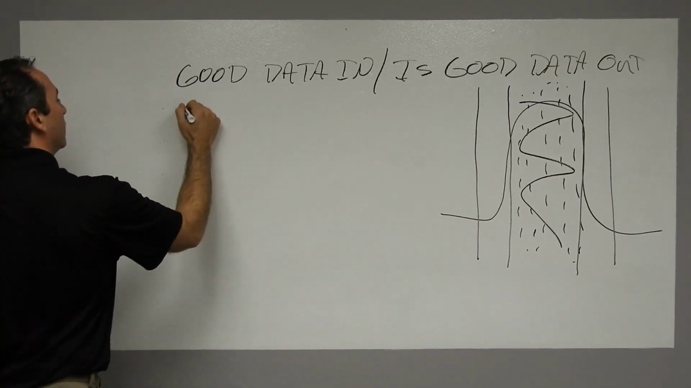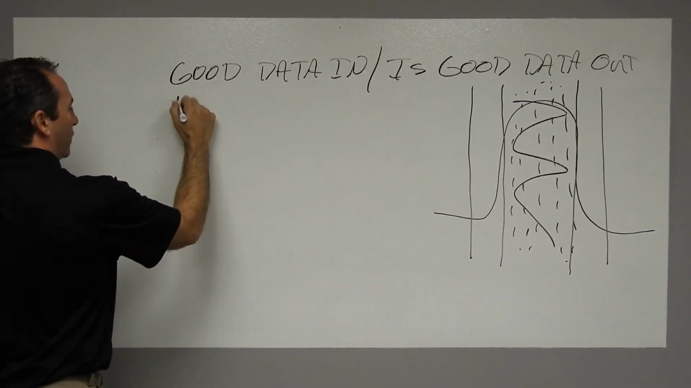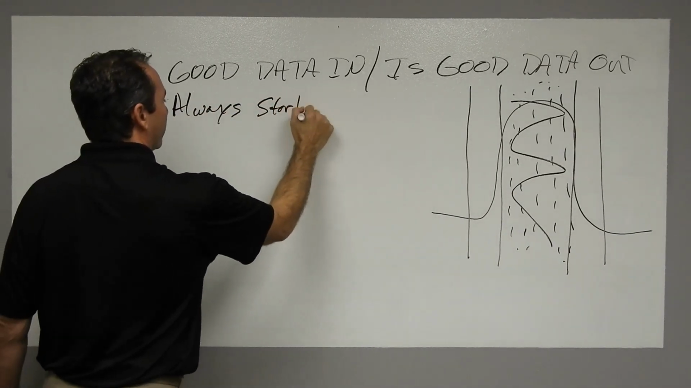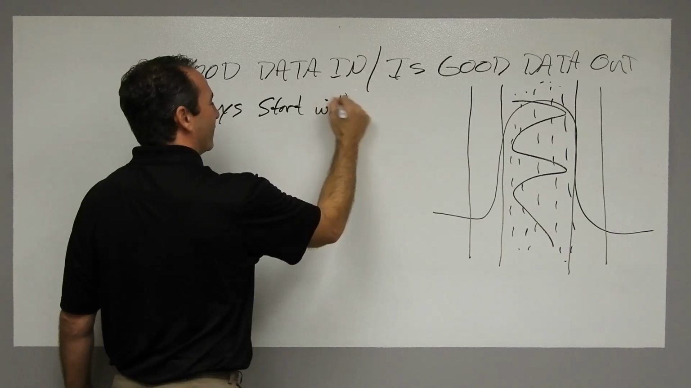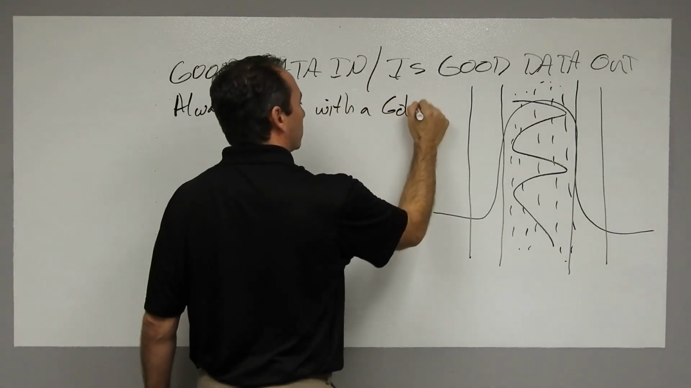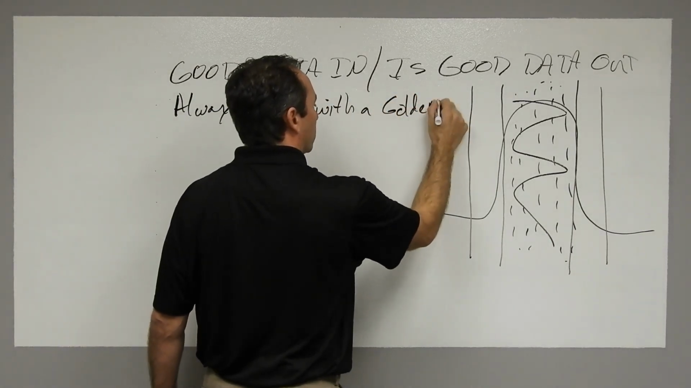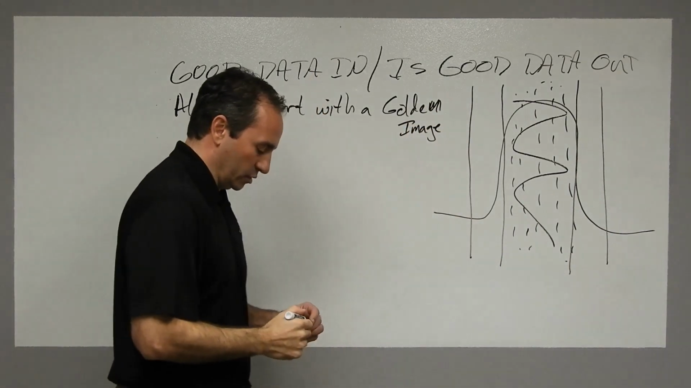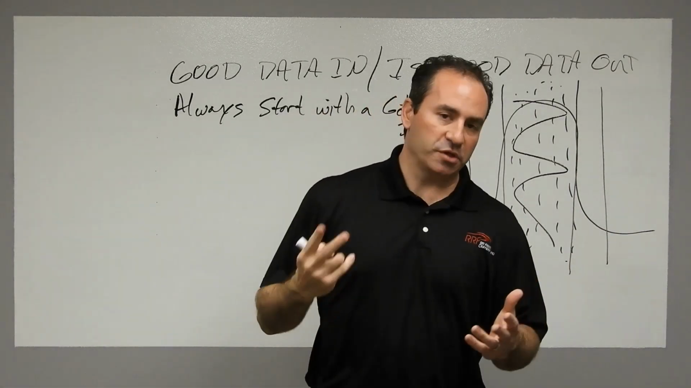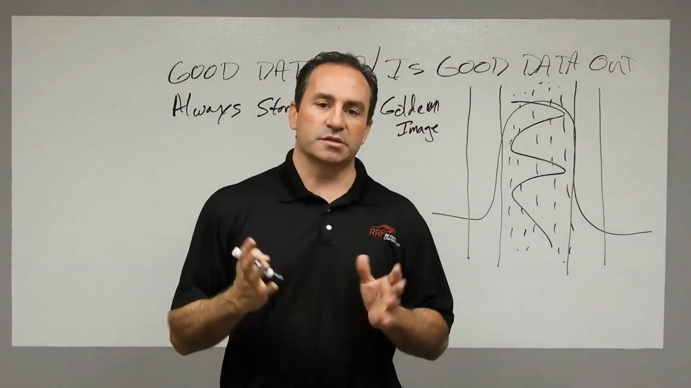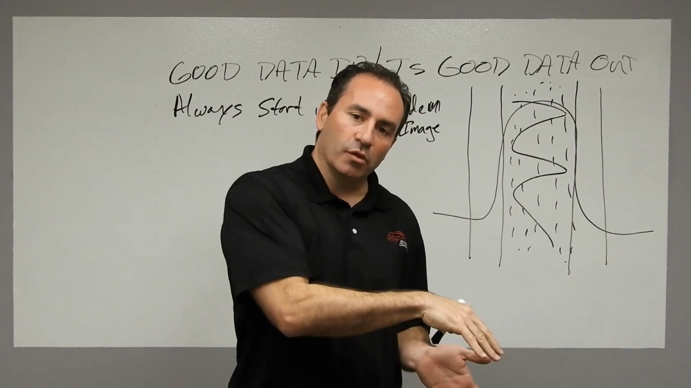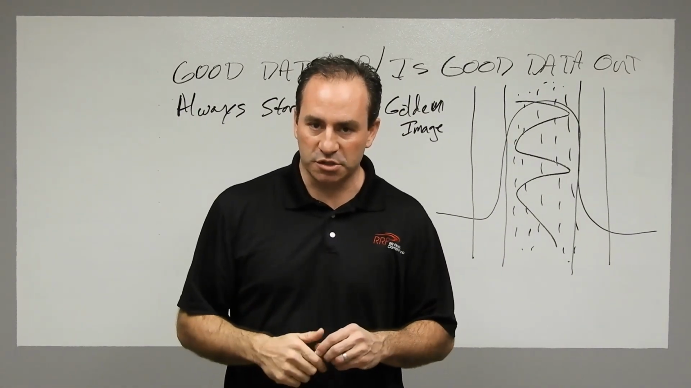Rule number 2 is always start with a golden image. Now, why is that important? Simply, there are 2 reasons for this rule. You always want to train in a good part when you're programming a machine vision application.